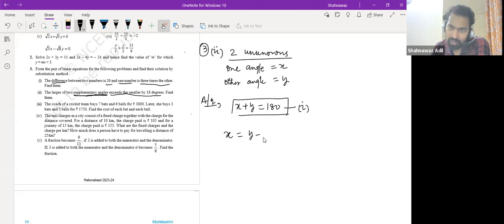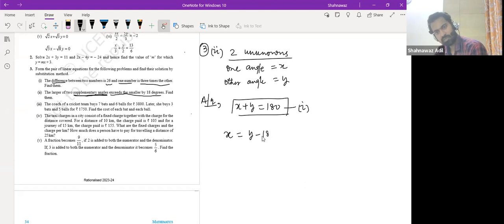So if you are saying y minus 18, this is the smaller one. And you are taking out 18 from this again, so it will become even smaller, right? It will not become equal to this number. This is the smaller one. So how can I make this equal to this one?